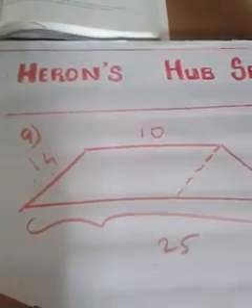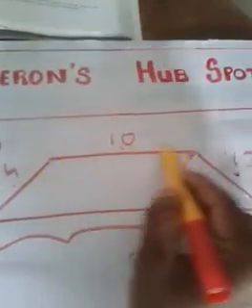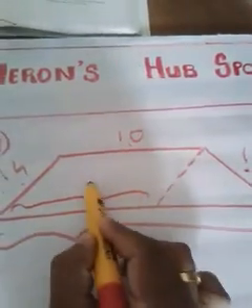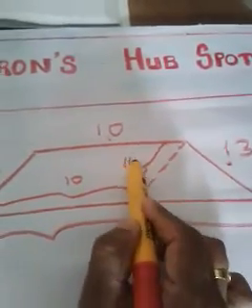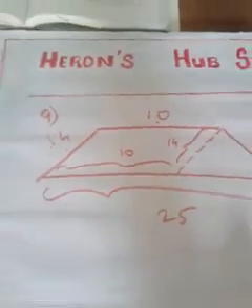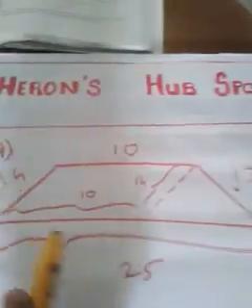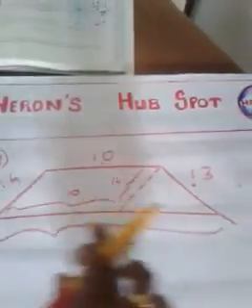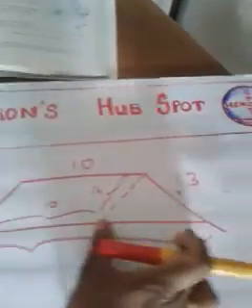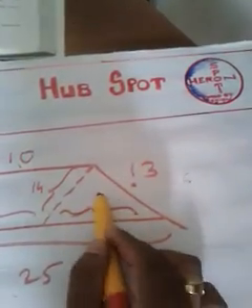What is the specialty of a parallelogram? Opposite sides are equal. That means if the side is 10, this also will be 10. If this side is 14, this also will be what? 14, because opposite sides are equal in a parallelogram. So out of 25, it becomes 10. Out of the total length 25, it becomes 10 now. So the remaining will be 15.